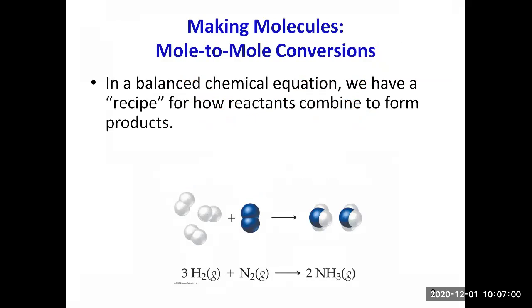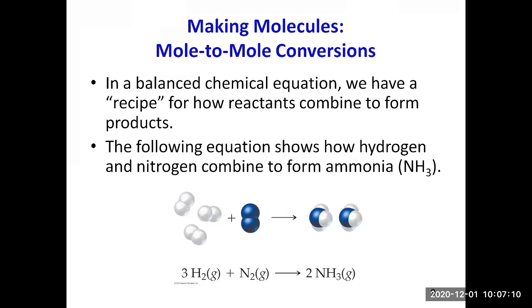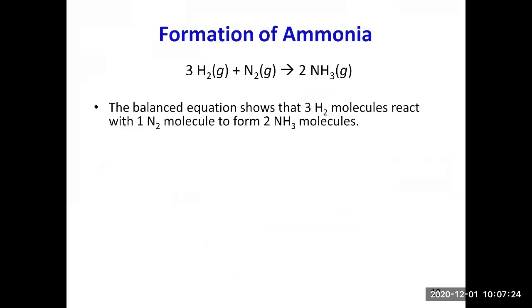So in a balanced chemical equation, we have a recipe for how reactants react or combine to form product. So this following equation shows you how hydrogen and nitrogen combine to form ammonia. So it's like a recipe. It's used, for example, in industry to make products. And so here it shows that 3 molecules of H2 react with 1 molecule of N2 to form 2 molecules of NH3. Remember how NH3 is called ammonia? So from 3 hydrogen molecules reacting with 1 nitrogen molecule, you can form 2 ammonia molecules. It's given by the chemical equation, those proportions. The coefficients are your proportions.